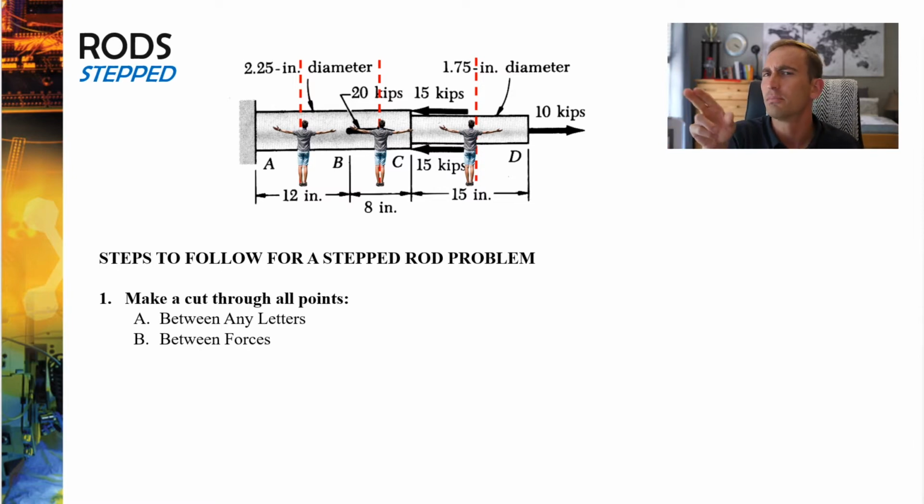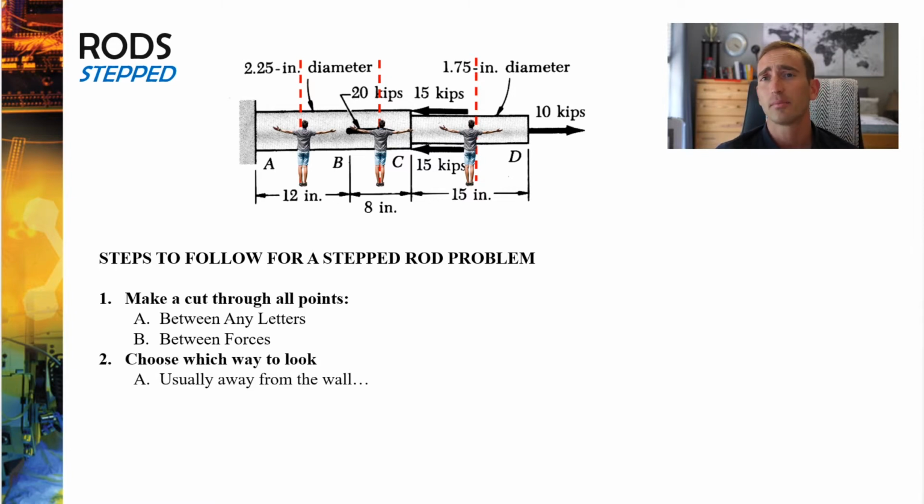But if we look at the section BC, which maybe the letter B wasn't there, if we looked in between those forces there, we would see that the 15 are going in and the 20 is going in as well. So we might guess that if we were there, we might be feeling squished. And then between A and B, we're also on the other side of forces, so we might feel a different balance of things. The 20 wouldn't be going in towards us, it would actually be going away from us. So that's a really good strategy to figure out where you might need to cut in a stepped rod problem.